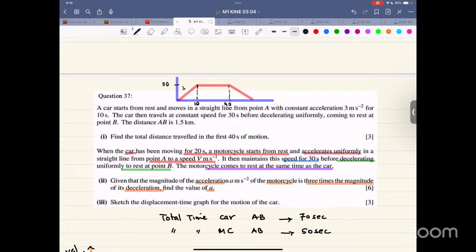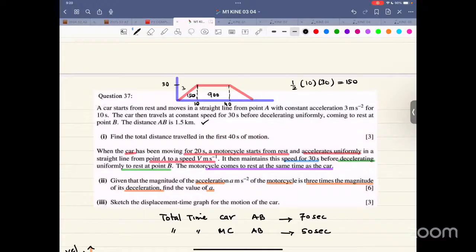The distance AB is 1.5 kilometers. So find the total distance traveled in the first 40 seconds. So the total distance is this much. And then it travels at speed for 30 before coming to rest. So this is half into 10 into 30, that is 150. That is this much is 150. This is 30 into 30.